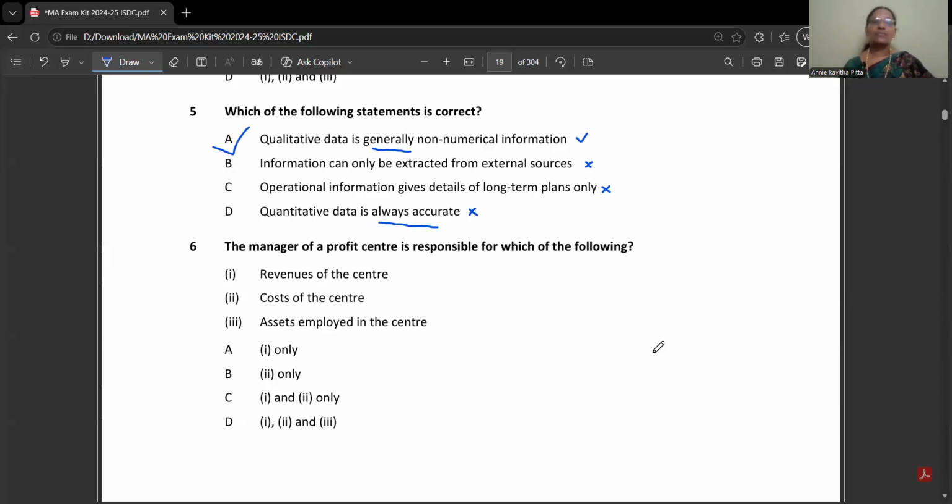Sixth one. The manager of a profit center is responsible for which of the following? He is responsible to control the cost, he is responsible to generate more revenue and maximize the profit. So revenues of the center, costs of the center, assets employed in the center will be the responsibility of an investment center. So we cannot go with the third option. Okay, we have 1, 2 as correct. So let's just check this one. 1 and 2 only will be the correct answer.